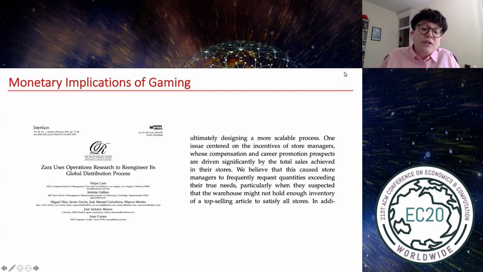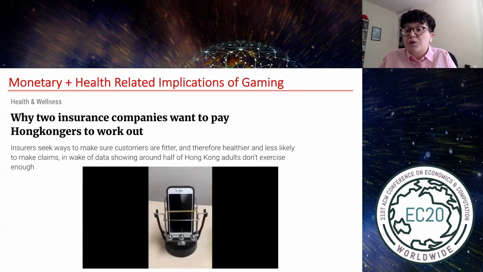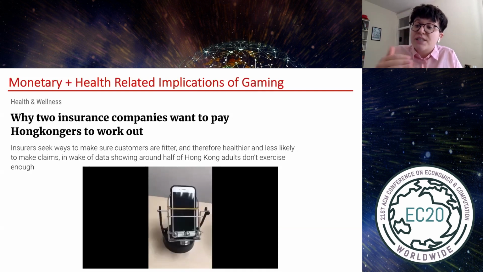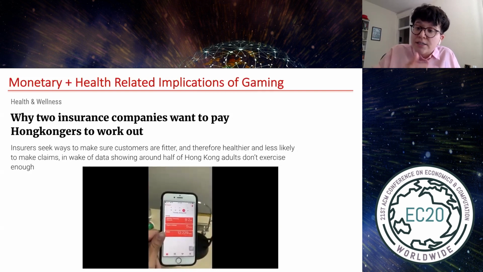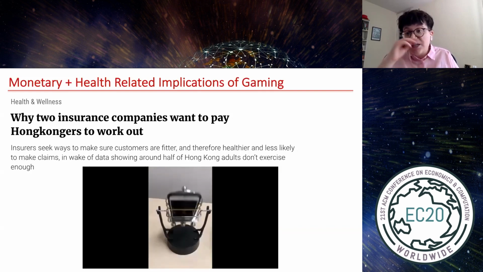algorithm. And that's just a simple example where the implication was monetary and it was closed in a small bubble of people, namely the Zara employees and the Zara managers. But we can actually have not only monetary, but also health-related implications of gaming machine learning algorithms. For example, two insurance companies in Hong Kong decided to try to give incentives to people to work out more. And actually, they wanted to tie these incentives with giving them better insurance premiums. And here's how they did that.